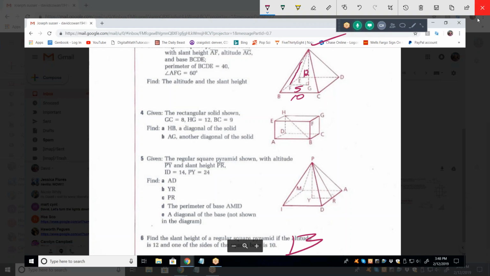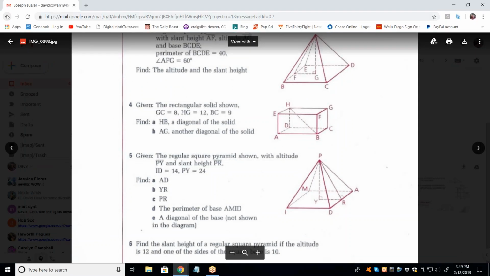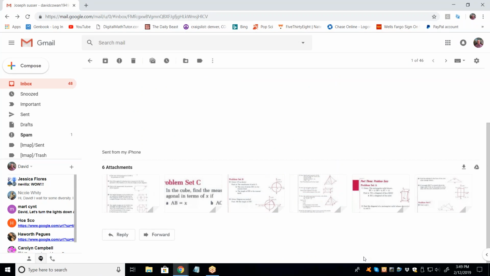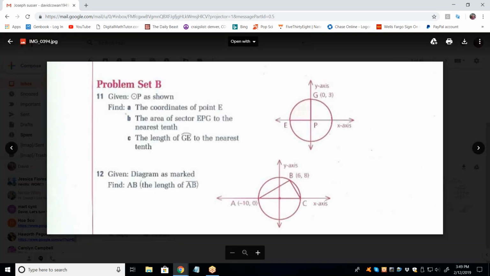All right. The next page, let's see, that's 92, that's 93, this is 94. Are we going in this order, or did we skip one? Yeah, that's the right order. Okay.